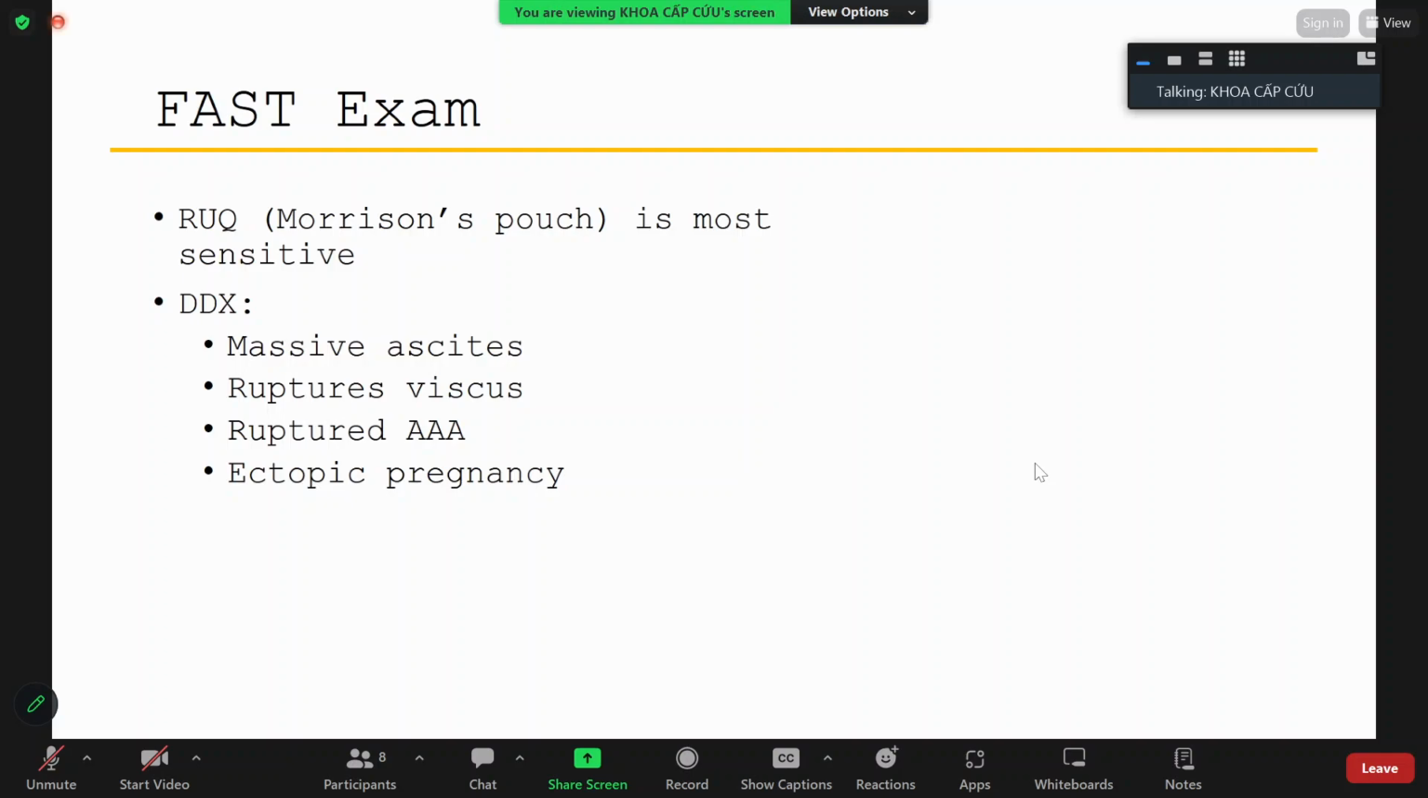And if we can see all of those structures and we don't see any free fluid, then we can be pretty reassured that the patient doesn't have any free fluid in their abdomen.